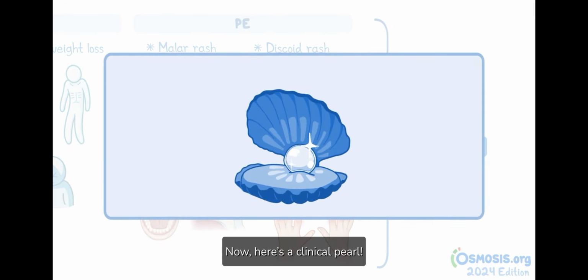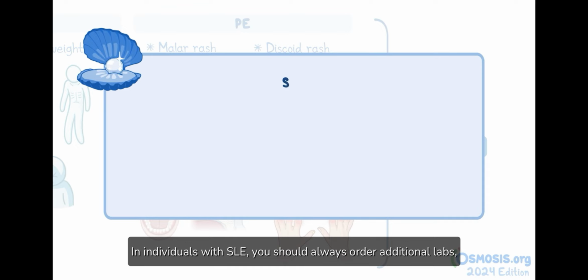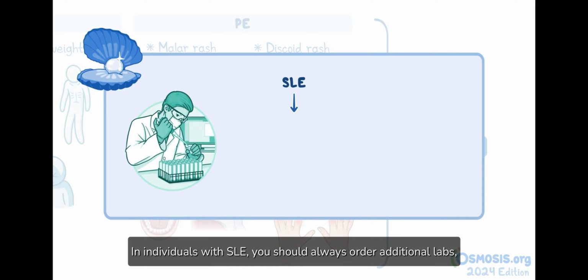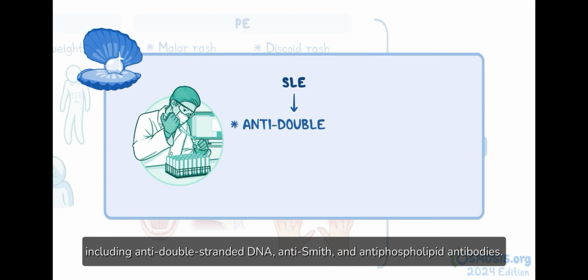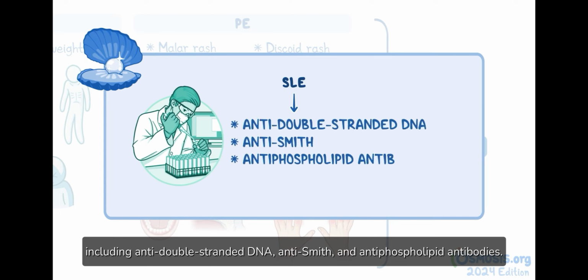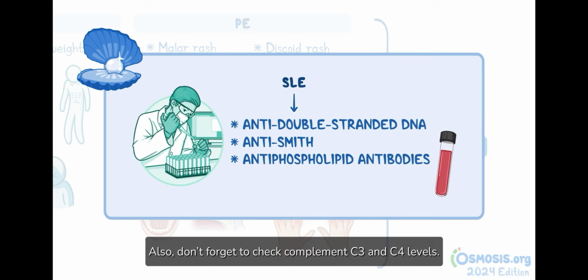Now, here's a clinical pearl. In individuals with SLE, you should always order additional labs, including anti-double-stranded DNA, anti-Smith, and antiphospholipid antibodies. Also, don't forget to check complement C3 and C4 levels.